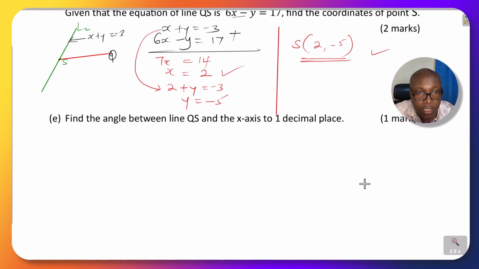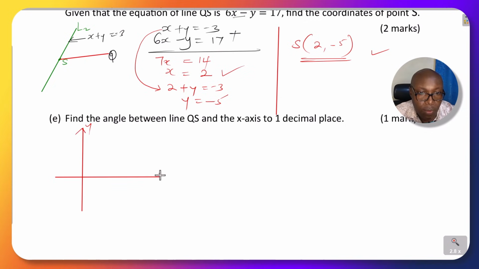Then part E, the last one: find the angle between line QS and the x-axis to 1 decimal place. So the angle between QS and the x-axis. I'll draw the Cartesian plane here.